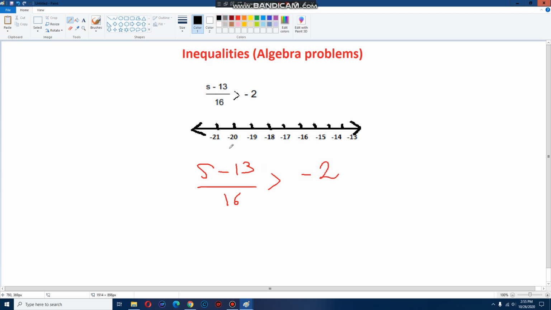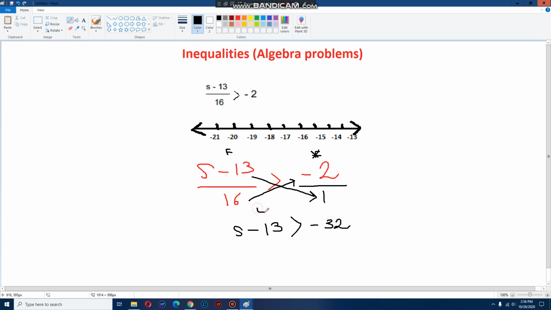Now, again, this side is a fraction, this side is not a fraction, so we're going to have to turn -2 into a fraction. And how do you do that? You just do divided by 1. And now you simply do the cross multiplication technique. s minus 13 multiplied by 1 is just good old s minus 13. And you keep the greater than sign, and then you do 16 times -2, which is -32.